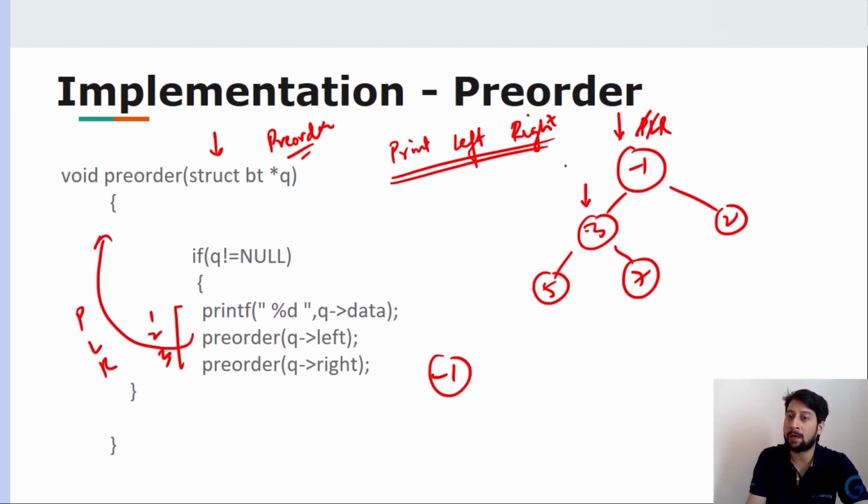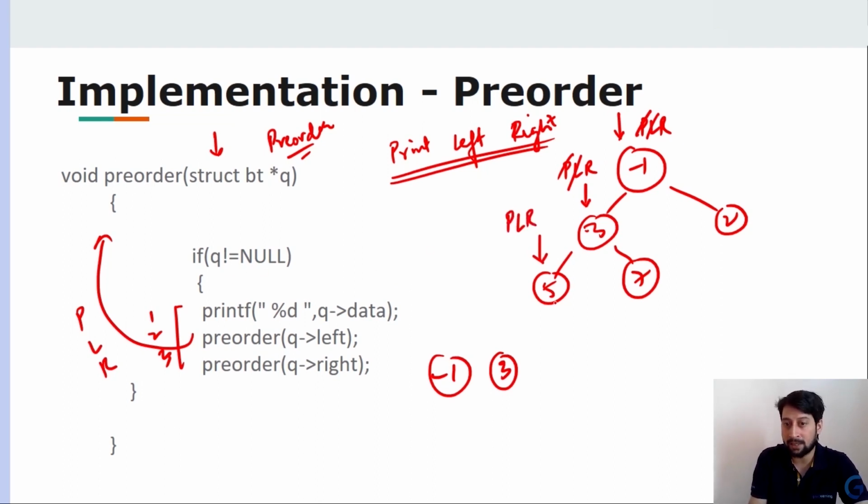So now this left part is also done, but this time around we are here. Now this is P, L, and R. Again, the first statement is to print the data. Now data is 3, so this is printed. This statement is done. Now we go on to the left hand side and recursively call it. So this side is also done, but this time around this will be the root. This will be P, L, and R.